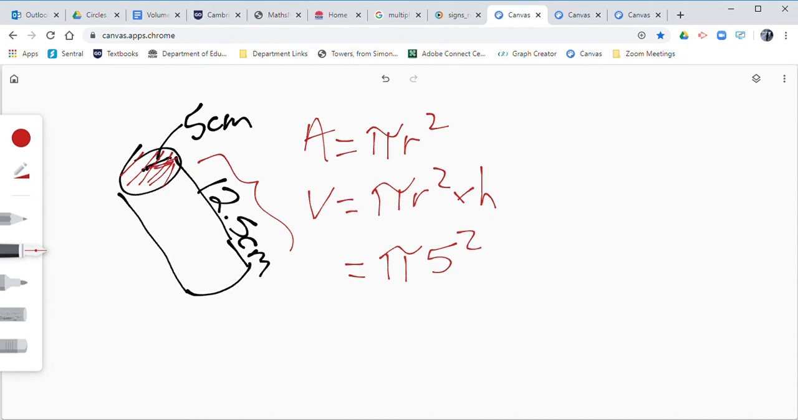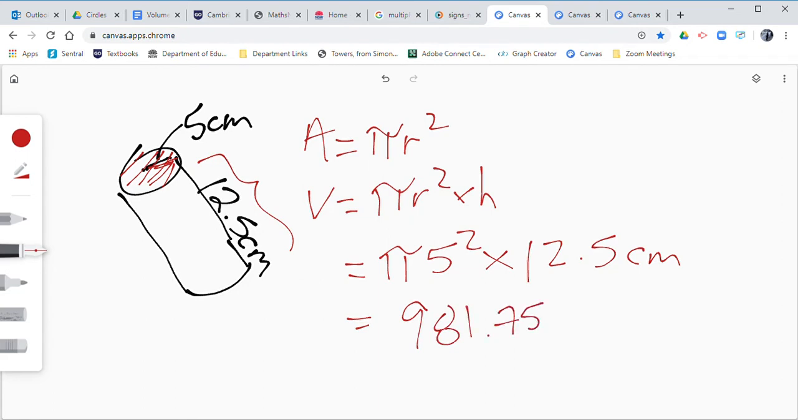And then you multiply by the height, which is 12.5 centimeters. So then you can type this in your calculator. It should be all one step. I take pi, multiply by 5 squared, and then multiply by 12.5 to get 981.75 centimeters cubed, because it's volume. And that's the volume of our first example.